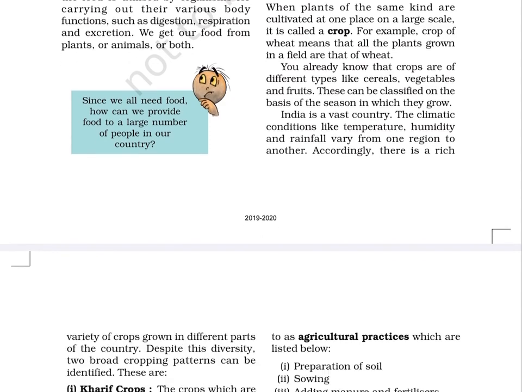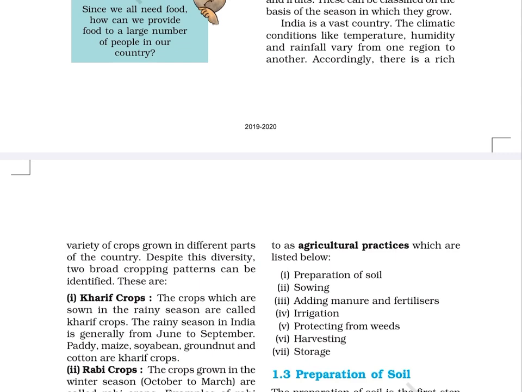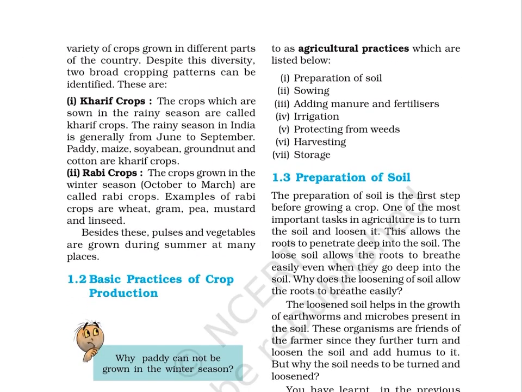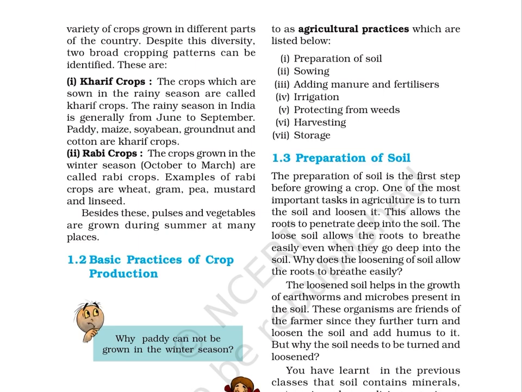Page 2. Accordingly, there is a rich variety of crops grown in different parts of the country. Despite this diversity, two broad cropping patterns can be identified. These are: first, Kharif crops. The crops which are sown in the rainy season are called Kharif crops. The rainy season in India is generally from June to September. Paddy, maize, soybean, groundnut, and cotton are Kharif crops.